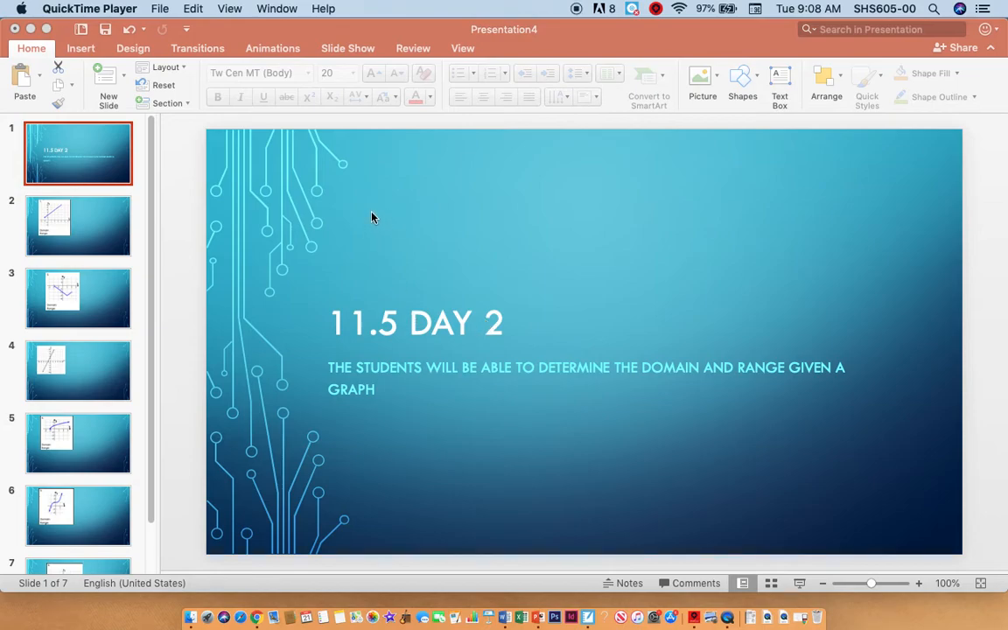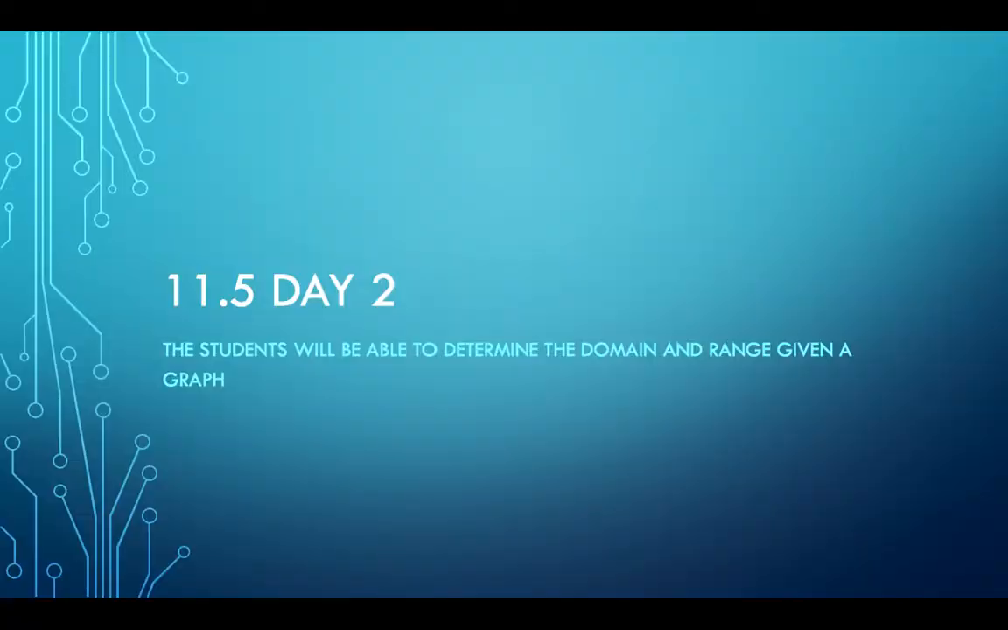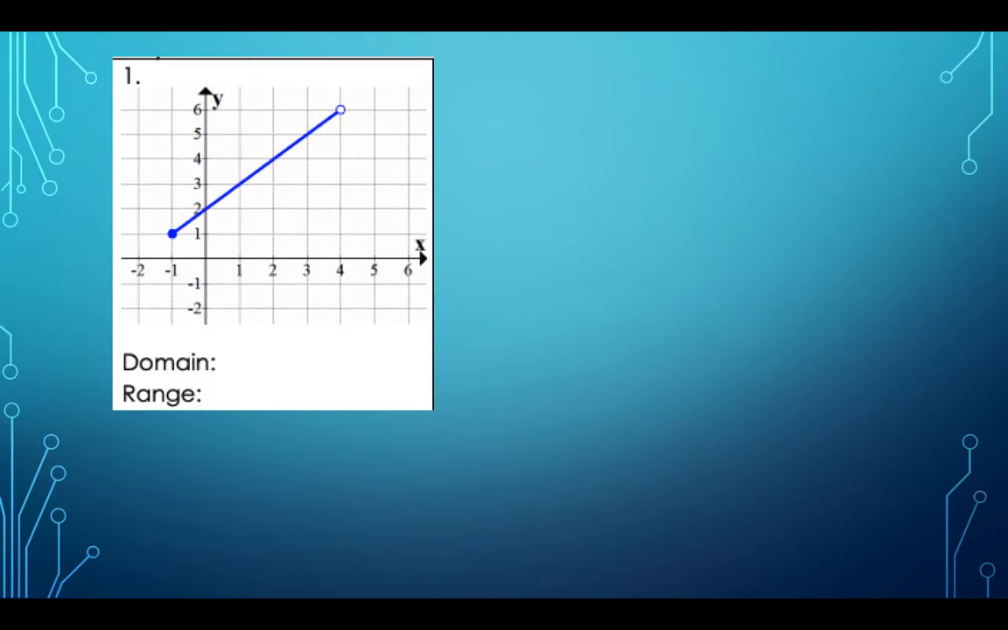Back to 11.5. This is going to be day 2, and we're going to continue talking about domain and range given a graph with a couple new things added. Okay, so I'm going to throw up a couple review problems from yesterday.